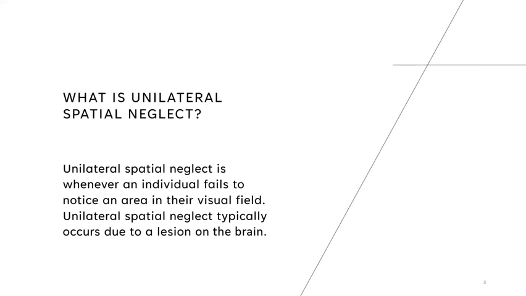The most common location for these lesions appears to be the right parietal area of the brain, and the right hemisphere is typically damaged, meaning that the most common examples of unilateral spatial neglect affect the left visual field. Unilateral spatial neglect severely impacts the individual that it affects and can make everyday tasks difficult to navigate.